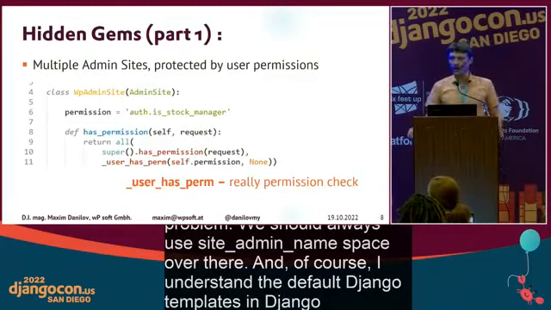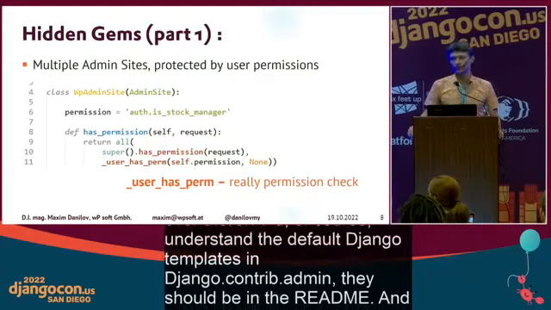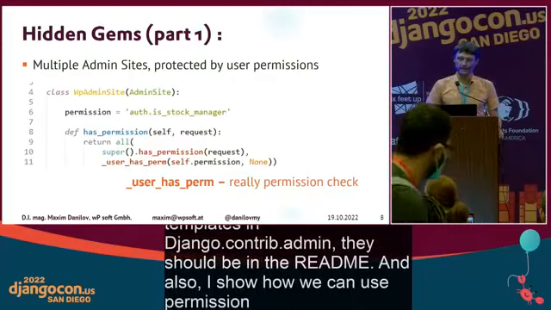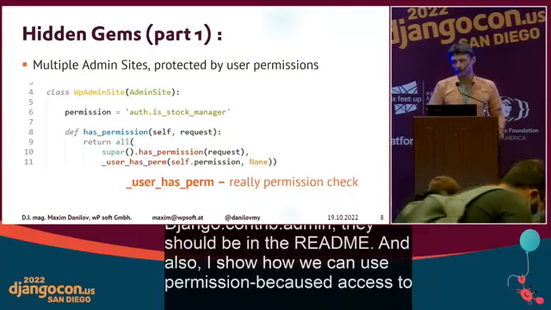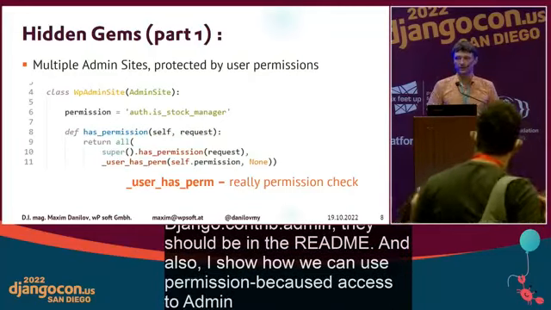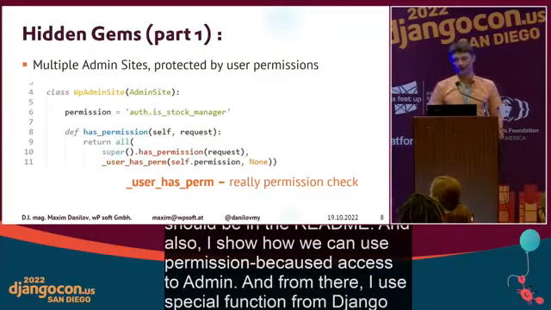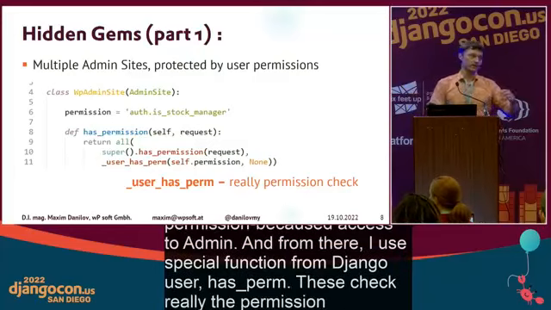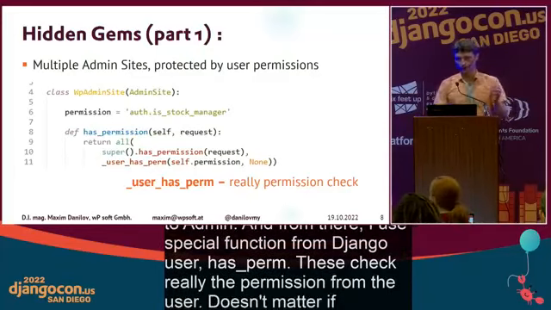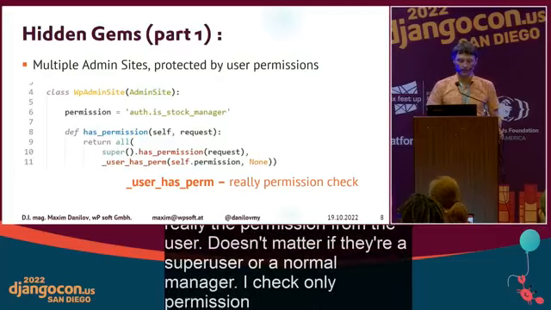Also, I showed how we can use permission-based access to admin URLs, and there I use a special function from Django, user has perm. This function helps us to check the real permission of the user. It doesn't matter if they're a superuser or a normal manager, I check only the permission, not a checkbox from the model.